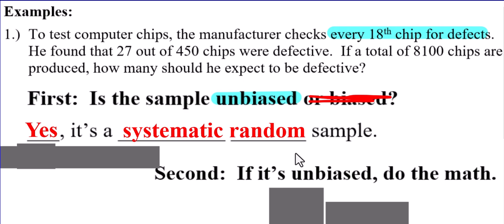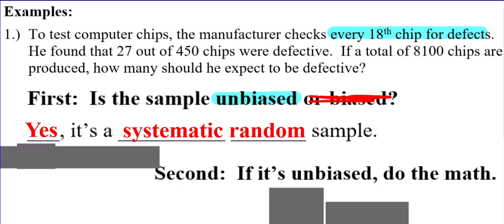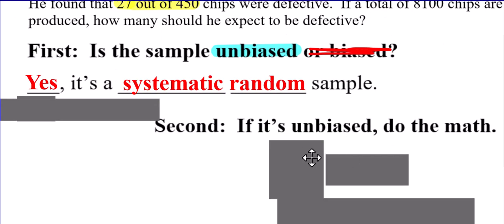Second, if it is unbiased, then let's do the math. Now, pay attention to what was out of what. The 27 is not out of the total of 8,100. The 27 was out of 450 chips. We're trying to find out how many are going to be defective if there's a total of 8,100 chips. So that's going to be a lot more than 27 defective chips. So here's what we can do.